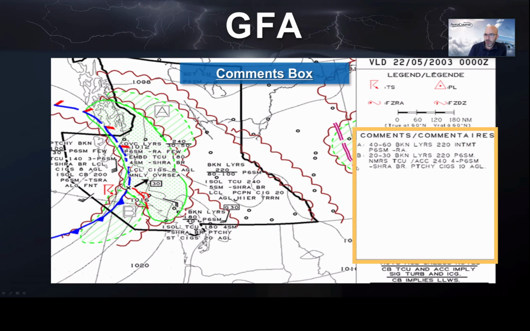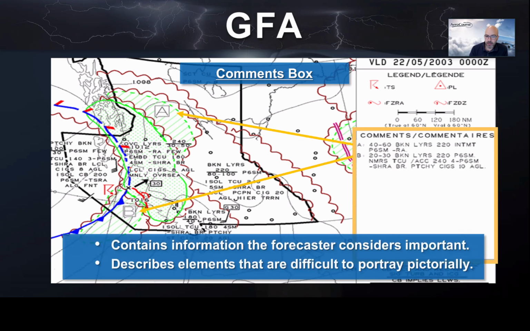The comments box is below that, and in the comments box, they can put a bunch of stuff. One of the things they'll do is they'll use it to remove some information from the graphical part of the GFA. So this basically removes some of the clutter. So if they can't fit it in here or it's going to get too messy, they'll just put it in the comment section. And then you just use the letters for the corresponding area. That's what the comment section's for.